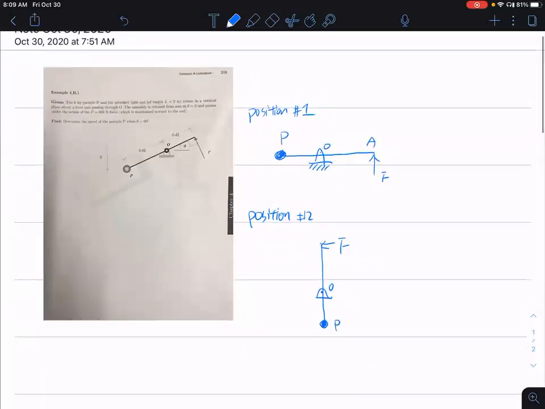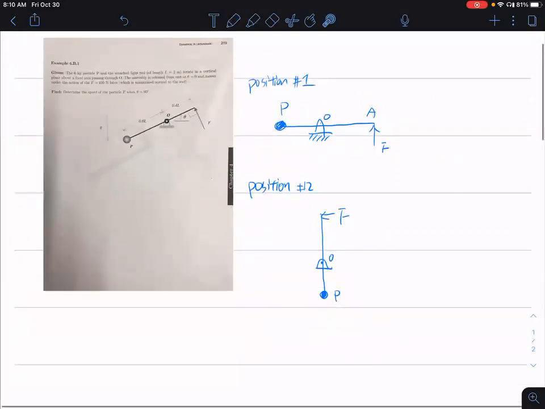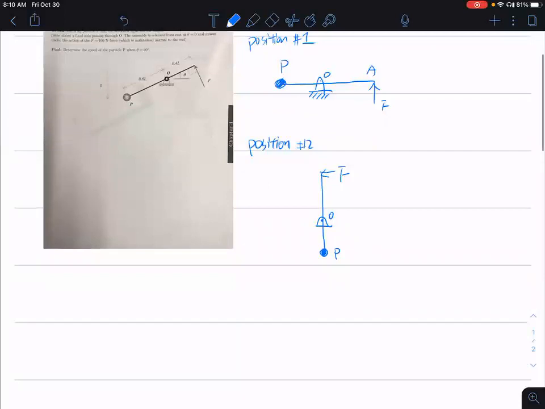And this problem is pretty obvious since everything is released from rest at position 1. That means no kinetic energy at position 1. And what is going on at position 2? Do we have velocity? Of course, because this problem is asking us to find out what is the speed of the particle at position 2.